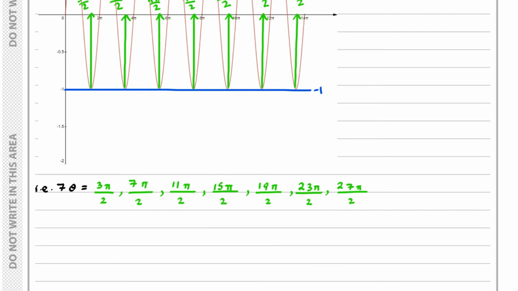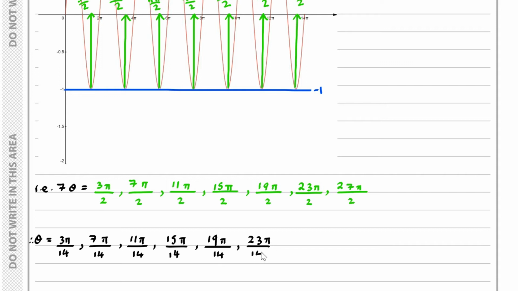And from this we can find out what theta is. So therefore theta is going to equal 3 pi over 14, 7 pi over 14, 11 pi over 14, 15 pi over 14, 19 pi over 14, 23 pi over 14, and 27 pi over 14, okay?